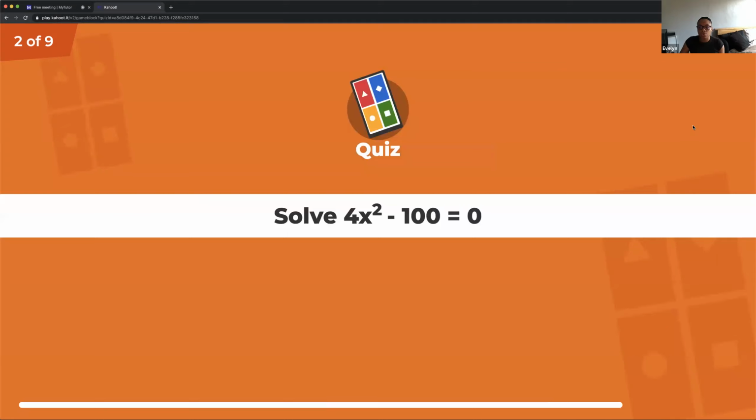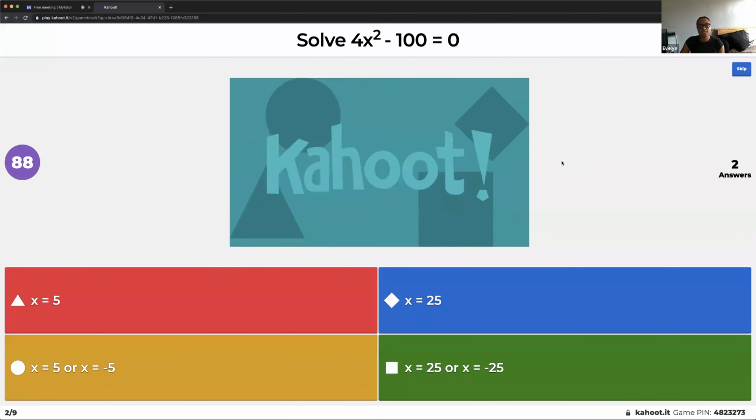Right, solve this. This is a little bit trickier. Have a go at solving this one. I'll give you a hint: usually we have x squared minus something equals 0. Can we divide all the terms in this equation by 4? Maybe that might help us get to an answer.